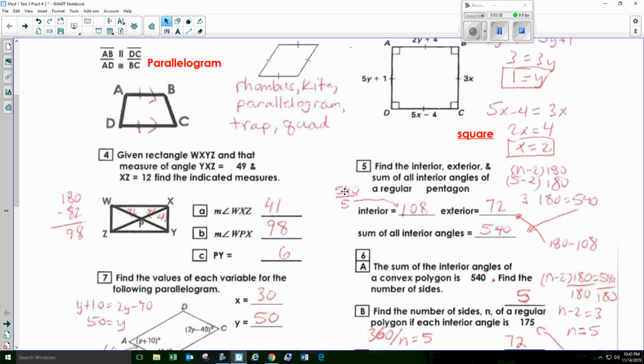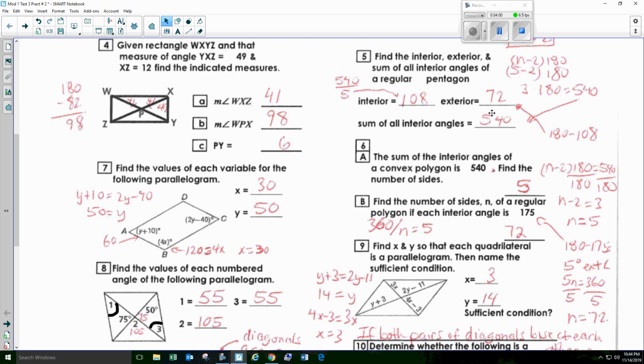I should see that work. 540 divided by 5. You can put it in a calculator after that. I should see it written there, or whatever your numbers are for yours. 108. And then we know the interior plus the exterior is supplementary because it forms a line. It's a linear pair. So 180 minus 108, that'd be my work right there, for this one is 72. These must add to 180. Supplementary. Again, you knew this from the last practice test.